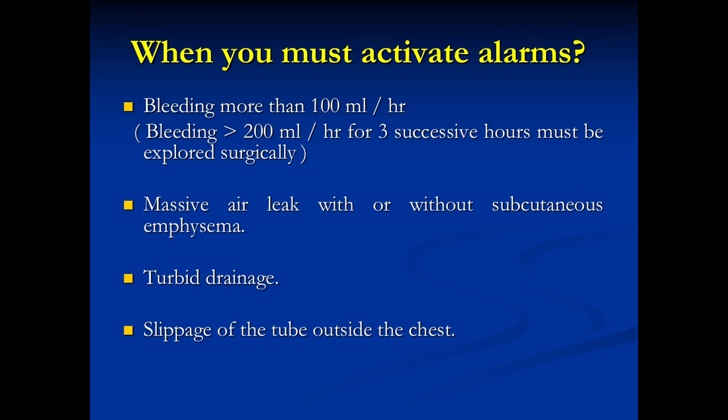If there is turbid drainage, now it started to be infected, so you have to take a culture sample or do another maneuver to check the reason for the turbidity. If there is slippage of the tube outside the chest, in this case we said we have to put another one if we still need it under complete aseptic condition, or you have to remove it if there is no need for it anymore.